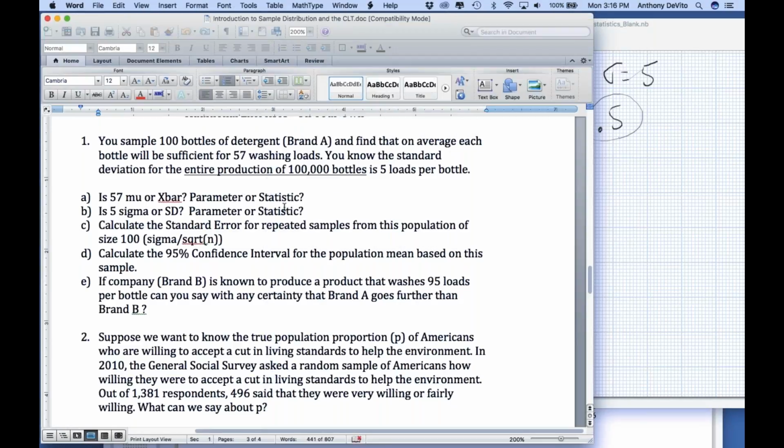Okay, so now calculate the 95% confidence interval for the population mean based on this sample. Well, how am I going to do that?